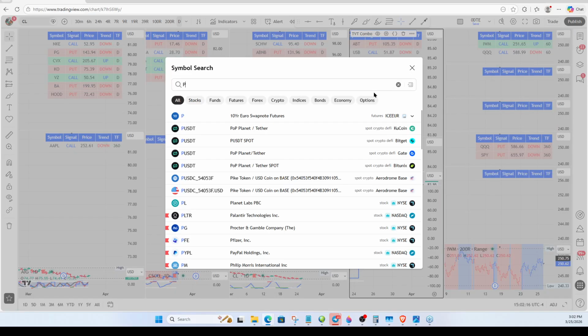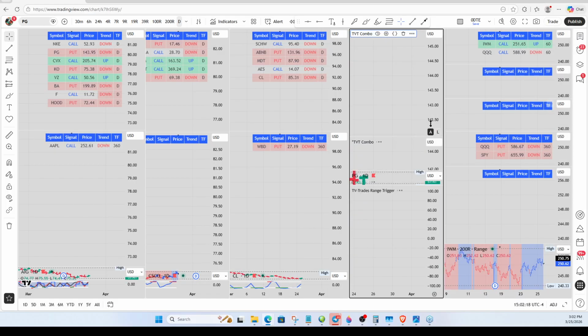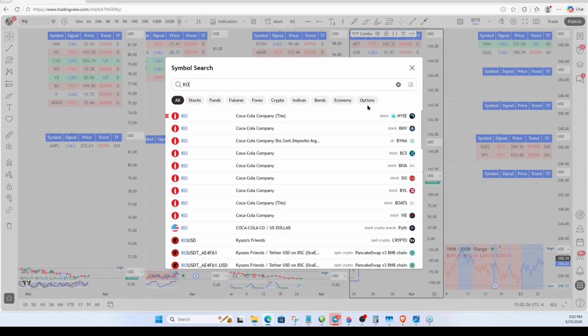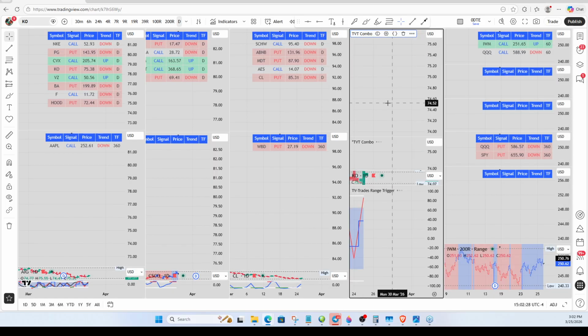We'll do Procter & Gamble. I think that's what that one is, right? That didn't. See how it didn't cross the step line on the way out. Now that step line could move by the time the market closes. It could move. But I'm just going to go through this really quick. So Coke is okay.